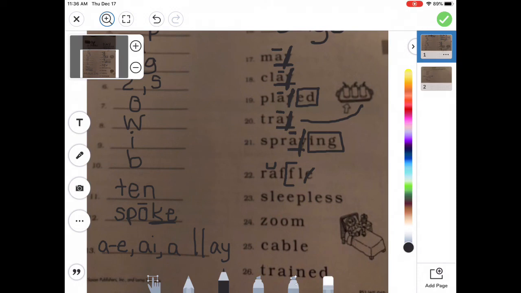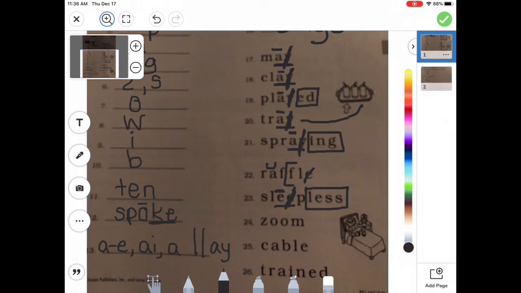All right, on 23, what do you notice? That's right, it's got that LESS or less suffix that I need to box off. Okay, and then what do I need to do the rest of the word? It's got that vowel digraph EE, so I underline the EE. It says E, so I need the E to have a macron on top to make it long, and then one of them crossed out. So I have sleep, sleep, and then less, sleepless.